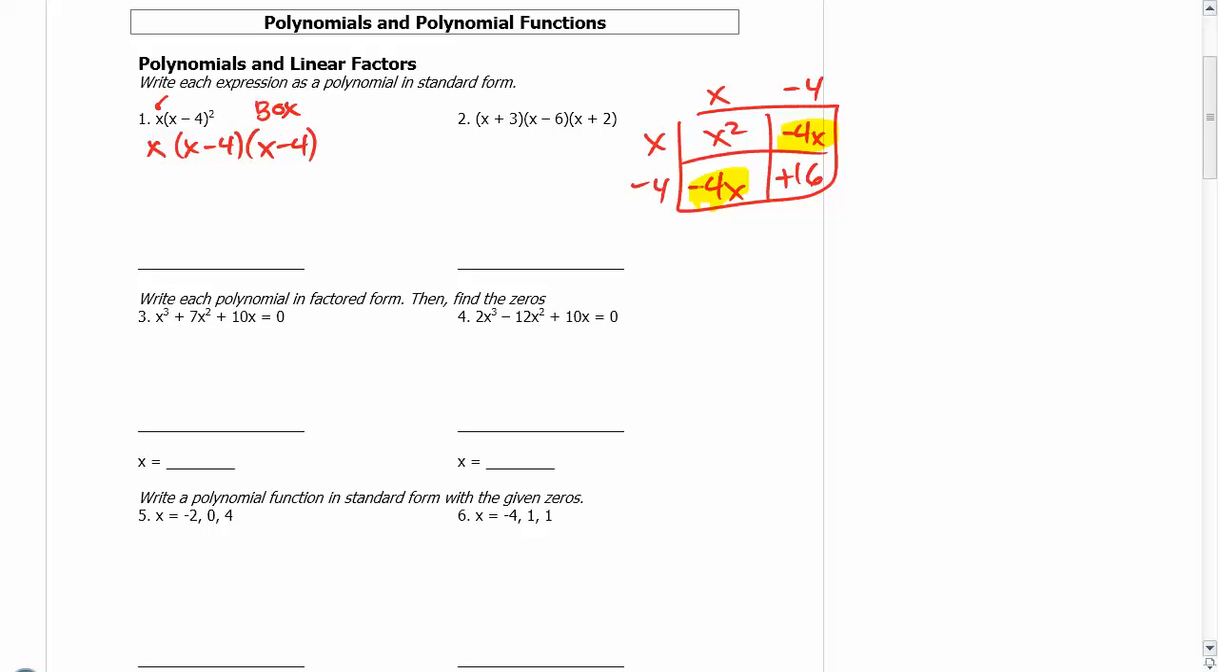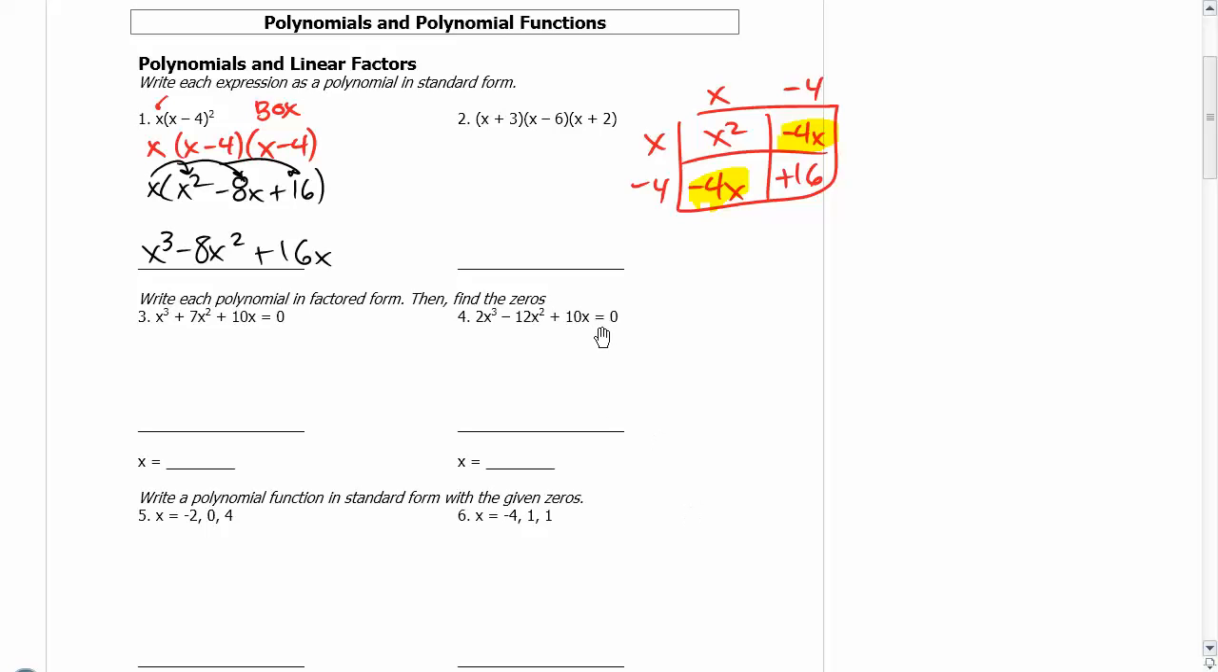The top right and the bottom left give you a negative 8x. So what we're going to have is x squared, there's that negative 8x, and then plus 16. Your last step, just distribute, distribute, distribute. So that's x cubed minus 8x squared plus 16x.